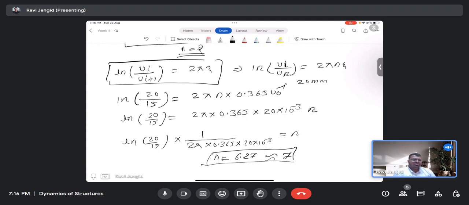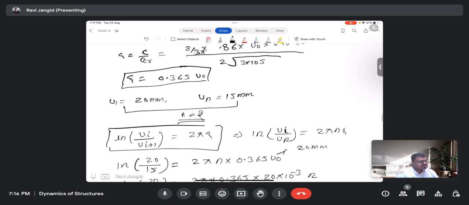Does anyone have any doubt in this problem? Up to what limits of psi can the approximation 2 pi psi be used? You can use it, because now we are already crossing 20%. Now we are going to 36.5%, actually. How much damping is it? 0.365.